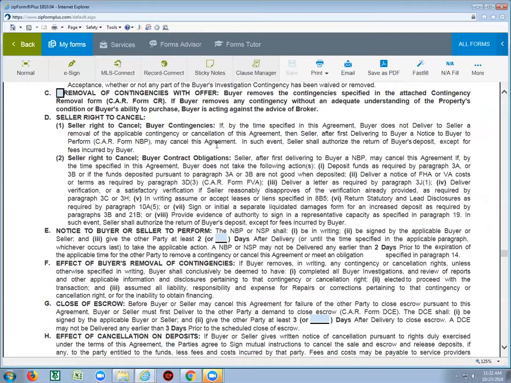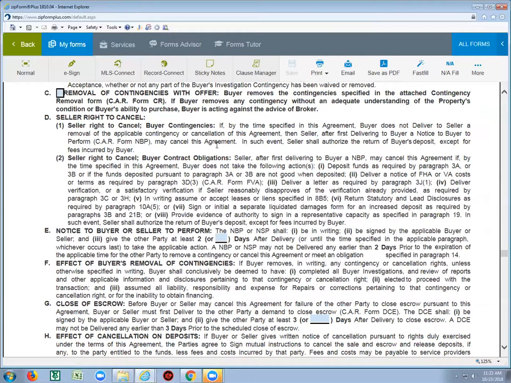And 2, seller's right to cancel, buyer's contract obligation. Seller, after first delivering to the buyer an NBP, may cancel this agreement if, by the time specified in this agreement, buyer does not take the following action: 1, deposit funds as required by paragraph 3A or 3B. If the funds deposited pursuant to paragraph 3A or 3B are not good, what's that? A bounced check.